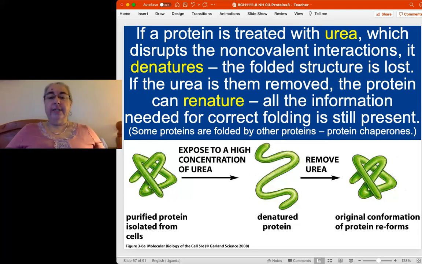I've put a little note here. There are some proteins which need other proteins called protein chaperones to fold them. We'll talk more about that in your molecular biology course next semester. But most proteins, many proteins, are able to fold by themselves. They don't need a protein chaperone to fold them.